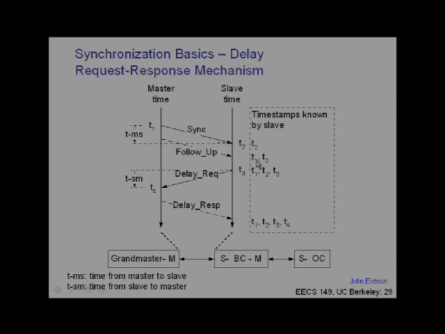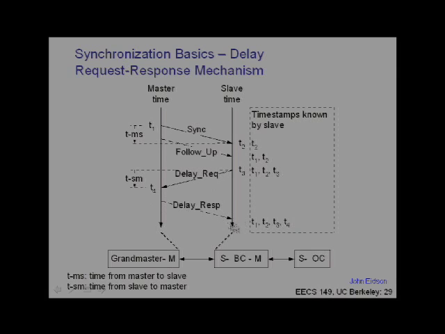Okay, so the next step is it goes the other way. So the slave, at time T3 on the slave's clock, sends a message called delay request, and the master receives that at time T4. The master then sends a response which contains the value of T4. So when this message is received, the slave knows not only T1 and T2, but also T3 and T4.